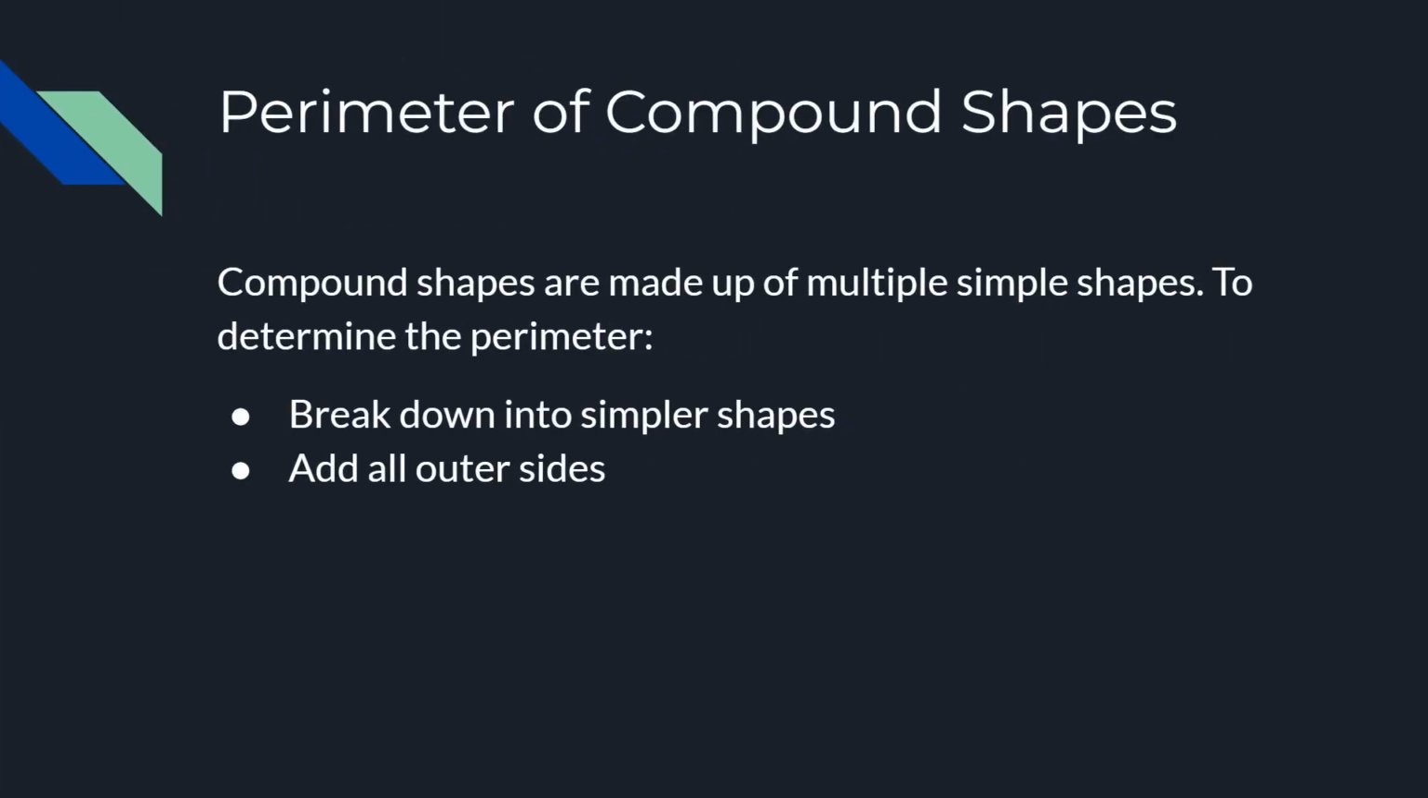Finally, we'll talk about compound shapes. Compound shapes can be broken down into simpler pieces such as rectangles, triangles, circles, just to list a few. However, remember you only need to add the lengths of the boundaries of the compound shape. Once you add those boundaries together, you'll be able to get the perimeter of your compound shape.